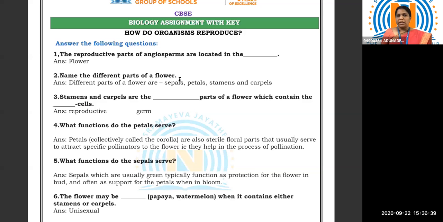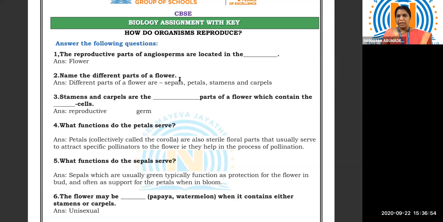Normally, the petals of flowers are so colorful, right? The petals, collectively called the corolla, are also sterile floral parts that usually serve to attract specific pollinators to the flower. That is, they help in the process of pollination.